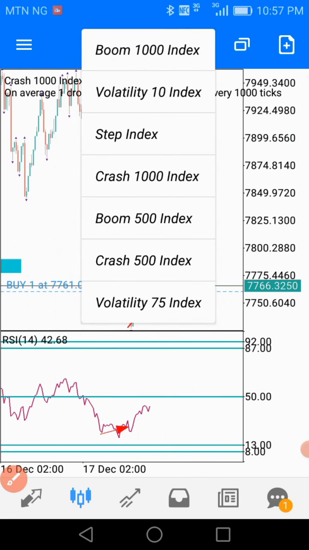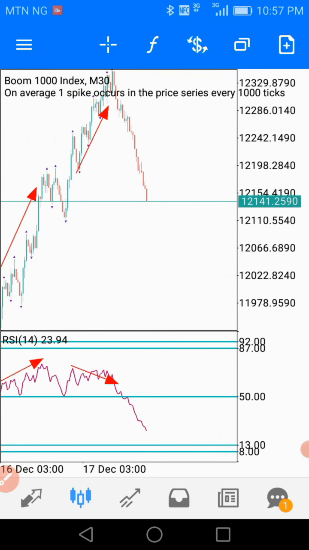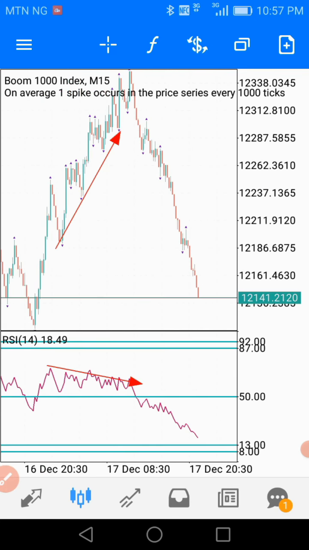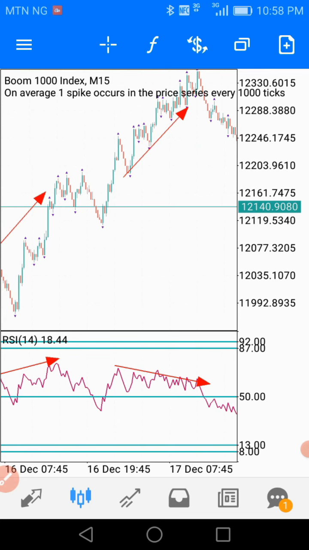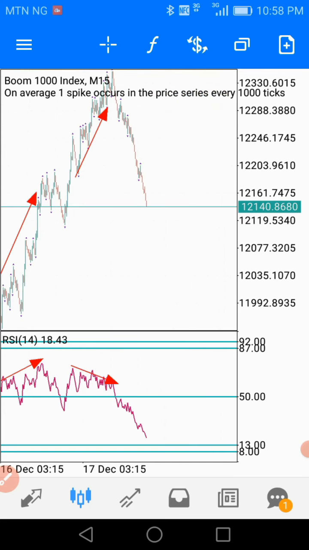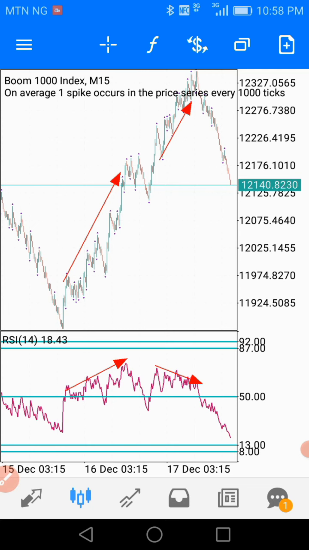But let's start with Boom 1000, and let me quickly show you, because the regular divergences are spotted on both Boom 1000 and Crash 1000. They are playing on the 15 minutes time frame, and that's another secret that I'm going to share in subsequent videos: what regular divergence hangs on. So let's get started right now. This is not going to be a detailed video, but I'm going to make a detailed video on this.